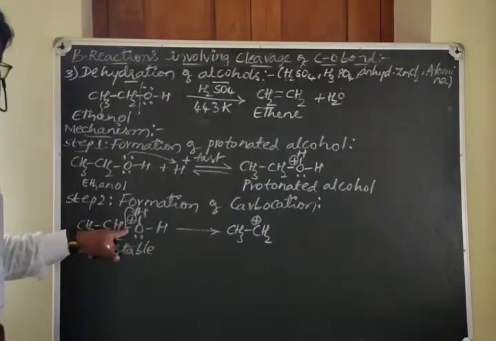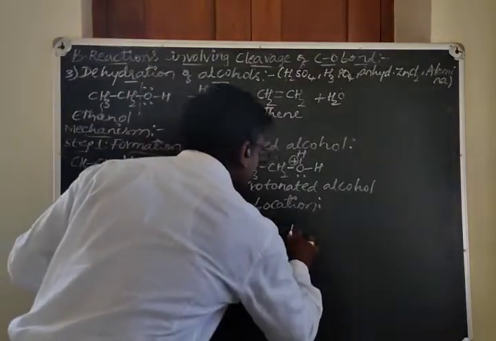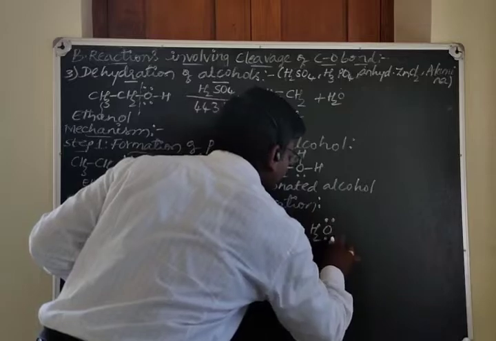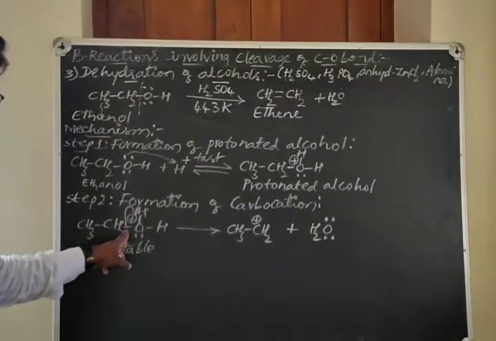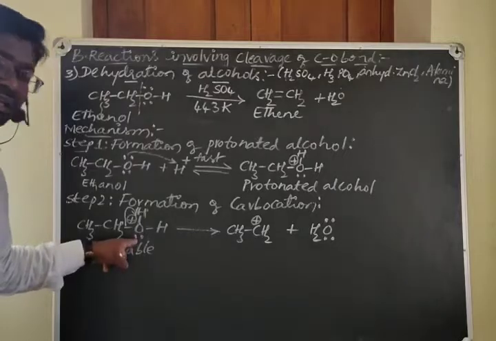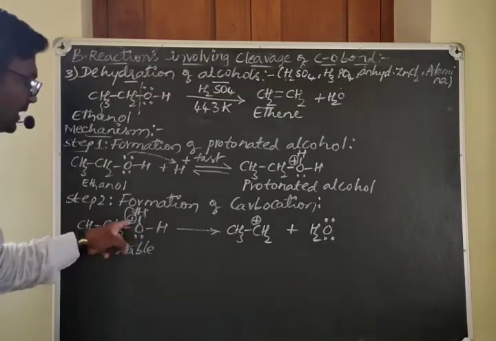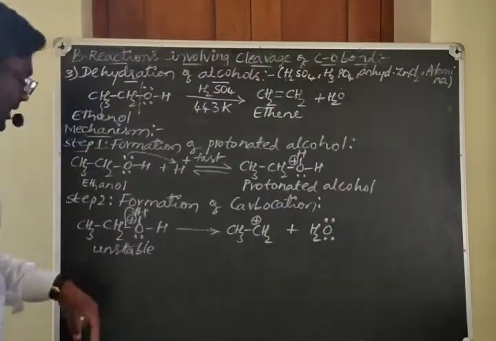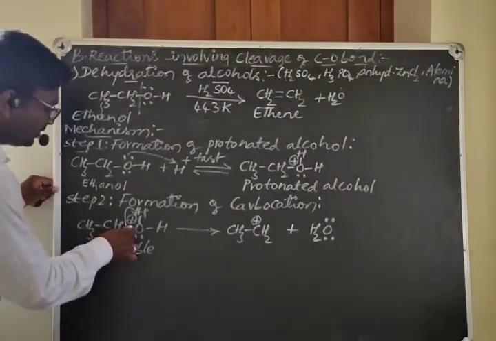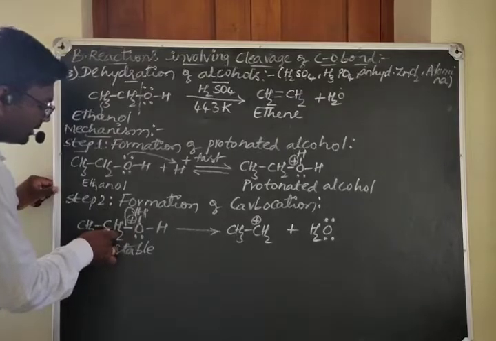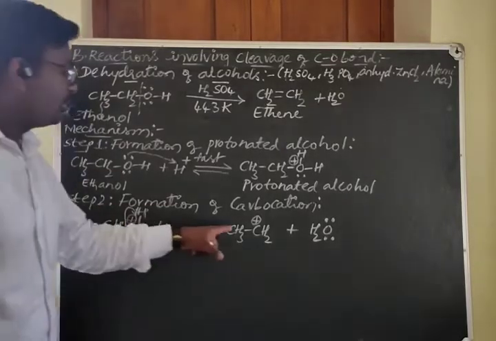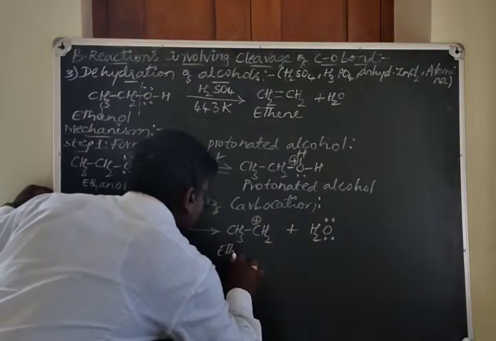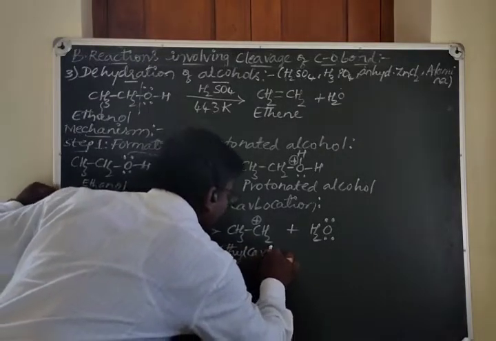A bond is nothing but 2 electrons. Now the oxygen is gaining back the lone pair of electrons by breakage of this bond. Here we already have one lone pair of electrons. Now this bonding electron becomes a lone pair of electrons. Now H2O comes out, and due to the loss of the bonding electron, this carbon will become positively charged. That is called an ethyl carbocation.